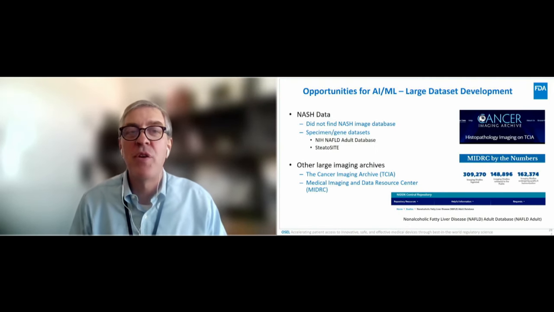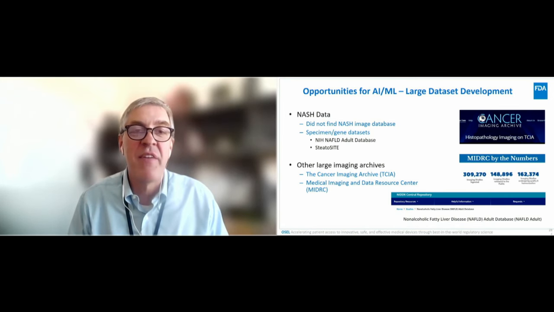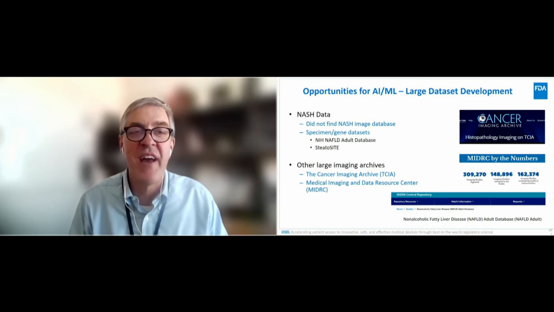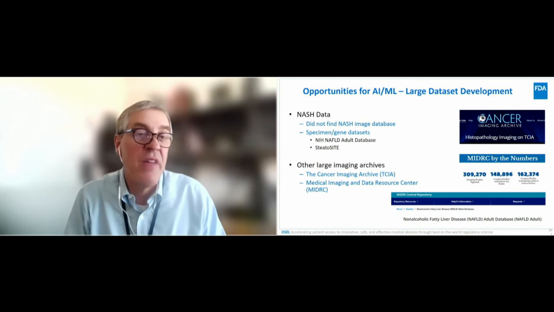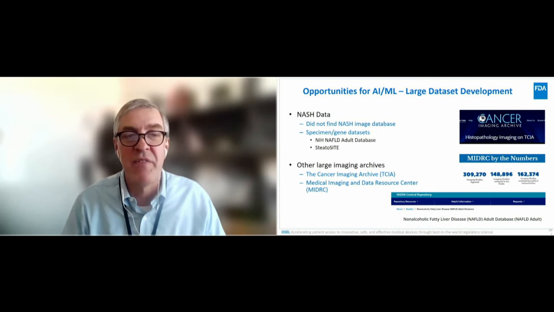And just some opportunities around it. One is to develop large data sets, and one could be an image data set for NASH or other pathology application areas. I wasn't able to find a NASH data set, but there are publicly available data sets for specimen and gene data sets. There are other areas where there are large archives of images, things like the Cancer Imaging Archive for cancer images associated with many different modalities.